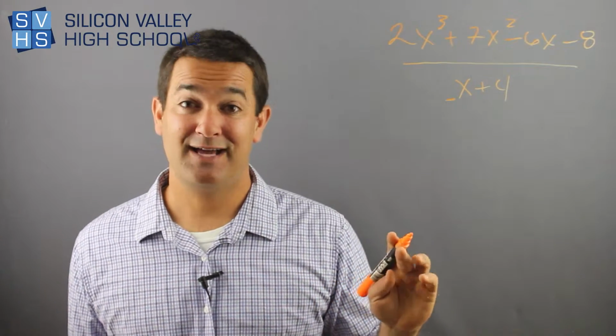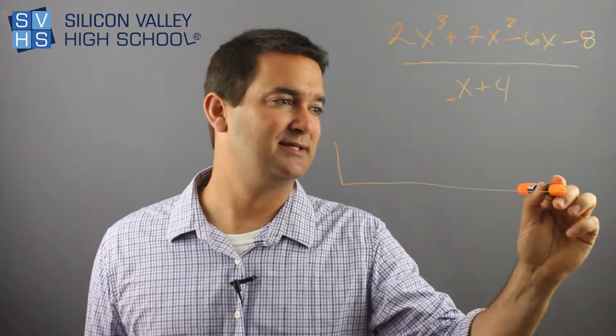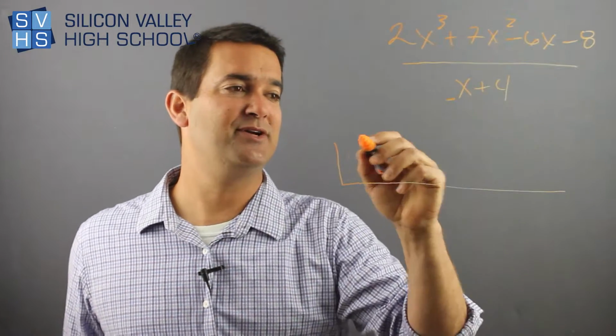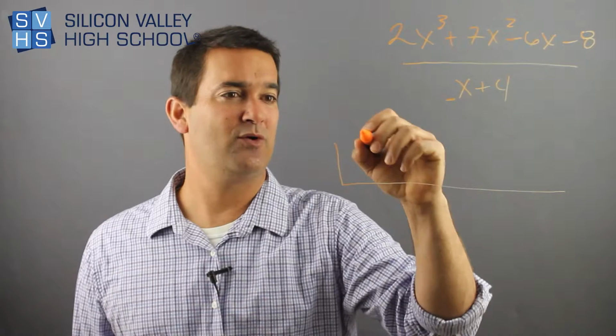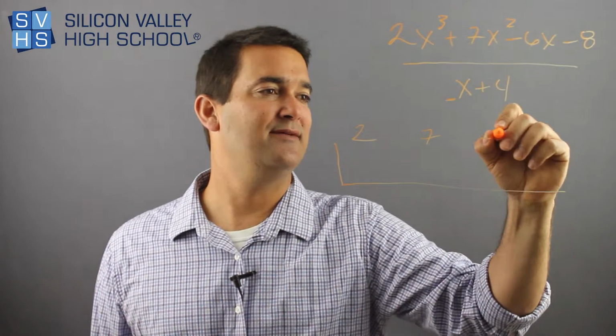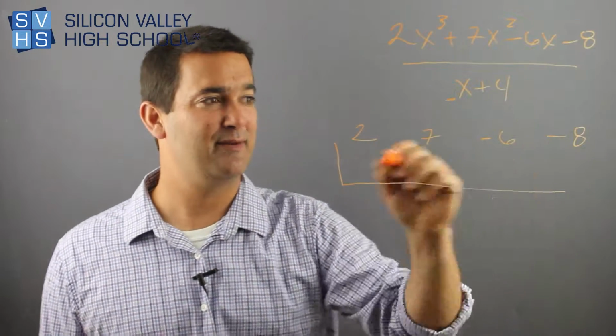Okay, so here's how you do this. You set up this weird box situation. Now the coefficients of the top go in this box. You have to be really careful. So the coefficients in order are 2, 7, -6, and -8, right? See, I got them from here, here, here, and here, and I put them in there.